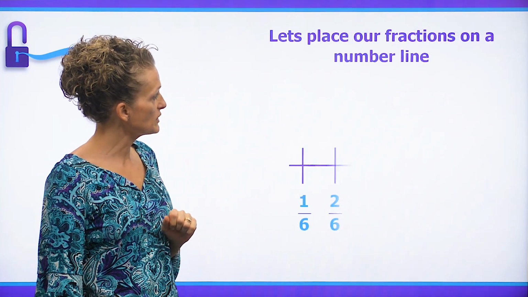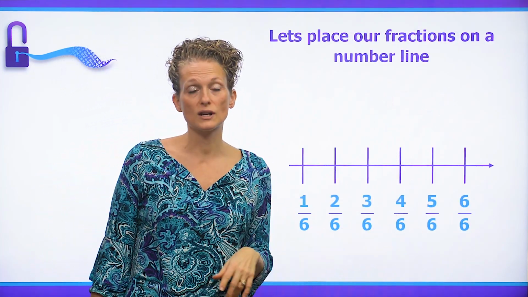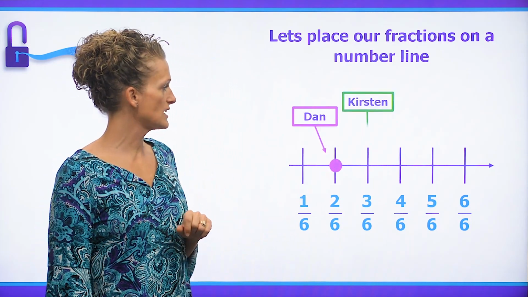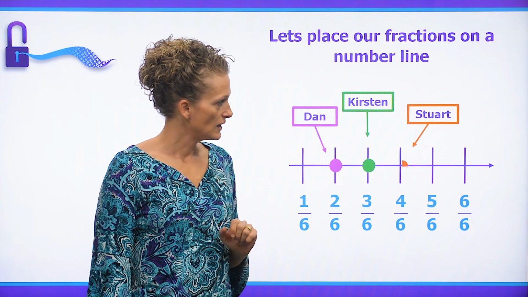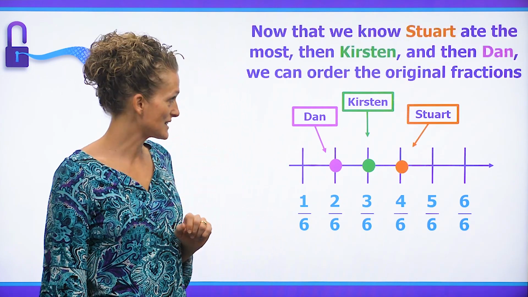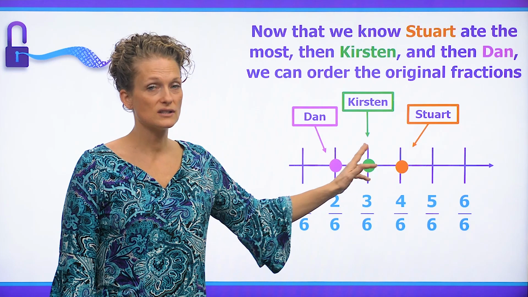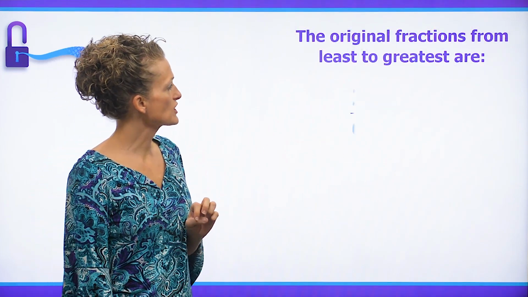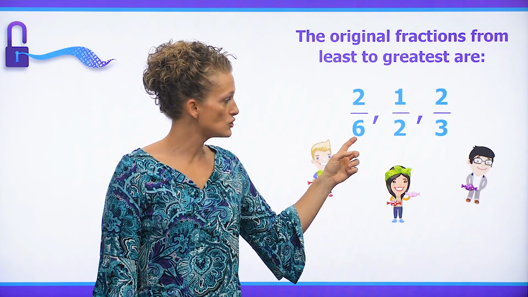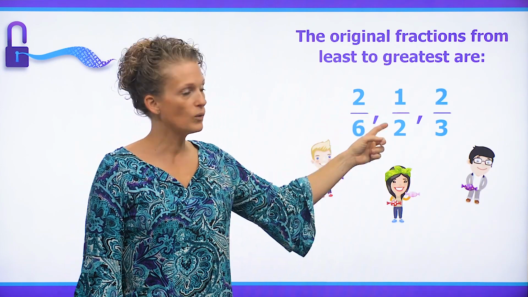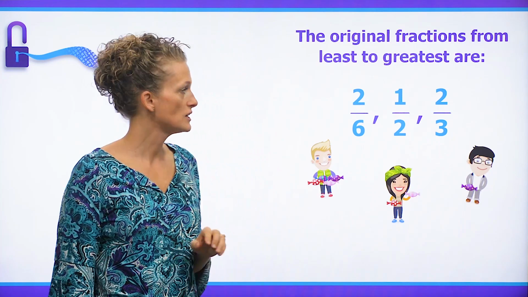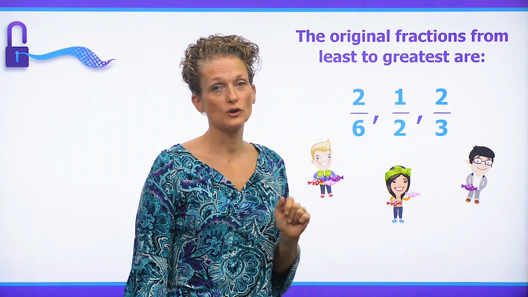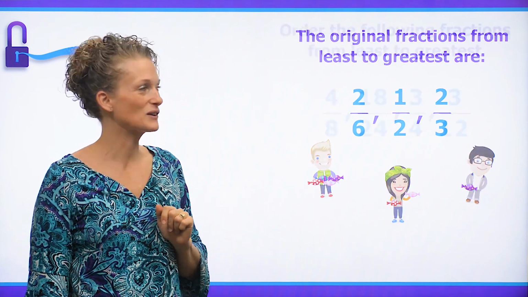Now we can place all these fractions on a number line. Again, we'll go back to our number line with sixths and place all of those numbers. Dan was at 2/6, Kirsten was at 3/6, and Stuart was at 4/6. So we know that Stuart ate the most, then Kirsten, and then Dan ate the least. The original fractions from least to greatest were 2/6, 1/2, and 2/3. So 2/6 was the least, then 1/2 was greater, and then 2/3 was greater than that.